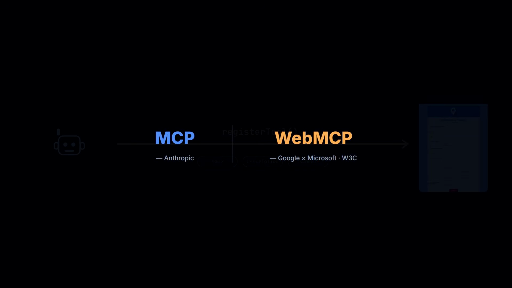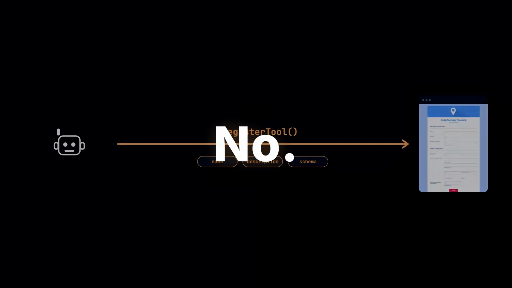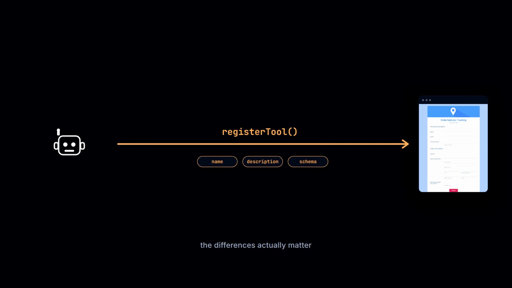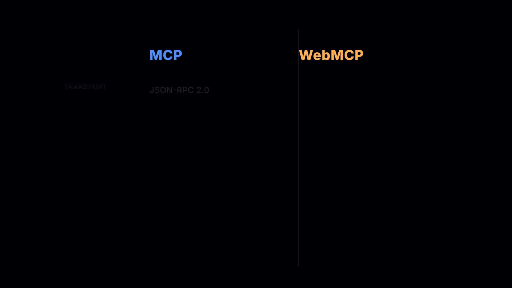And here's the open loop. It shares a name with Anthropic's Model Context Protocol, the thing you probably built a server for already. So is it the same thing wearing a browser costume? No. And the differences actually matter for what you build next. Here's the table that should have been in the docs on page one.